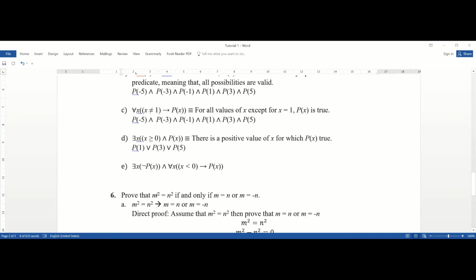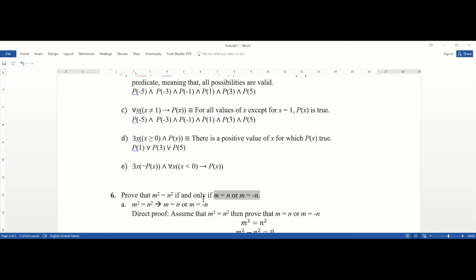Prove that m squared equals n squared if and only if, now pay attention to this because it matters while proving, m equals n or m equals minus n. So here we have two compound possibilities by or, and here we have if and only if. When we have if and only if, we have two parts of proof.